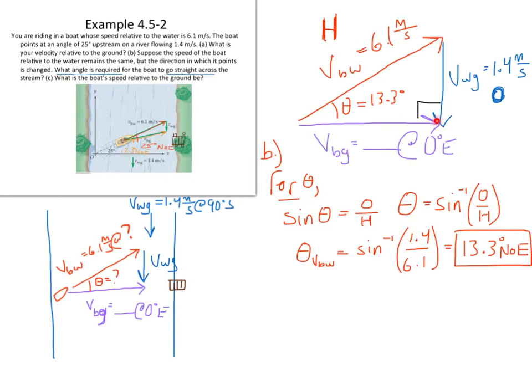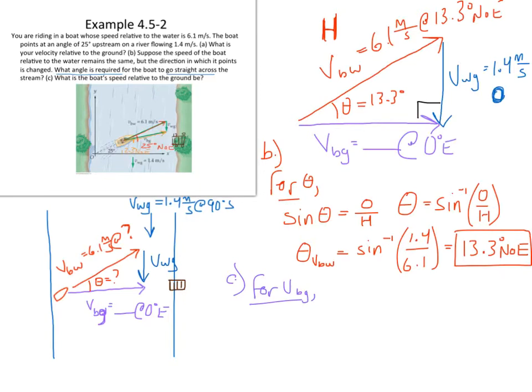So part C is asking us for, well, what is the actual velocity of the boat to the ground? All right, we know this velocity, and so this is going to be at 13.3 degrees north of east. North of east. What is the actual speed relative to the ground? What is the magnitude of this right here? We can find that out using the Pythagorean theorem. All right. So this is going to be part C. For the velocity of the boat to the ground.